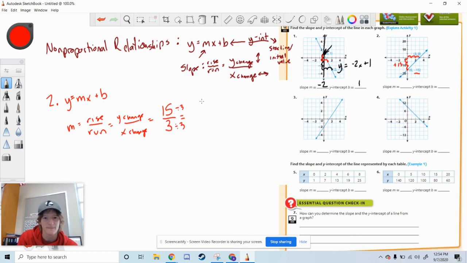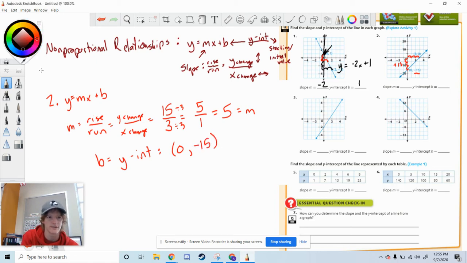15 divided by 3 is 5. 3 divided by 3 is 1. So that'll be 5. That is our slope. That is our m. Next, I want to find out what b is. That's our y-intercept. It's where our y-axis is crossed. It looks like it's crossed at the point 0, negative 15. All of your y-intercepts have a 0 in the x, because the x value is 0 at the y-axis.